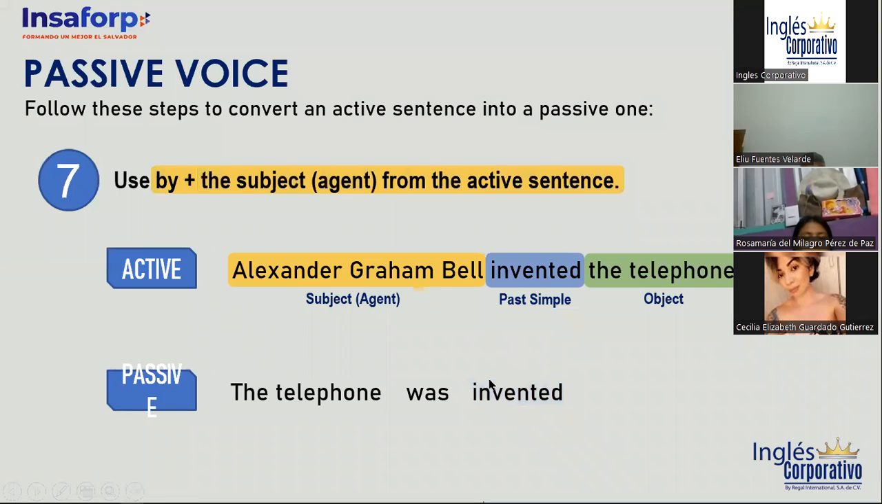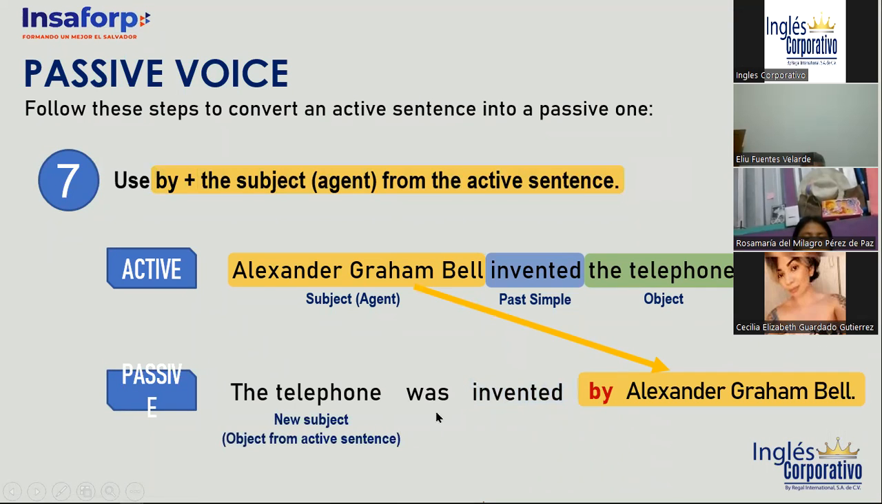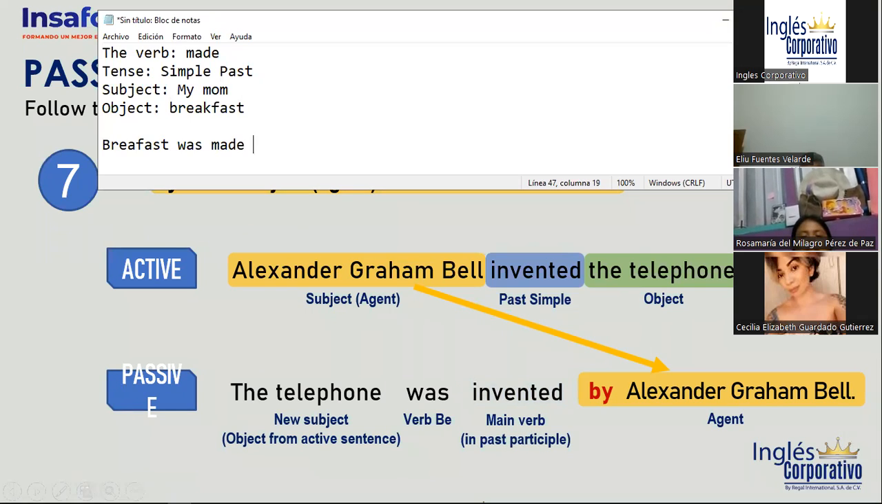Luego me dice que si yo quiero, puedo incluir a la gente, ¿verdad? O sea, esa persona que hizo esa acción. By my mother. Ok. Y ahí tengo la oración. New subject: breakfast. Verb be: was. Verb in past participle: made. And the agent: by my mother. Ok. Entonces, eso es en pasado.